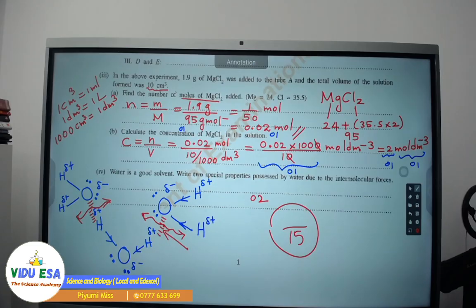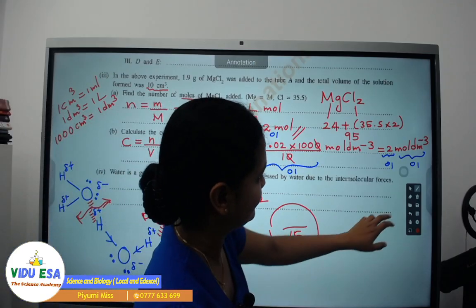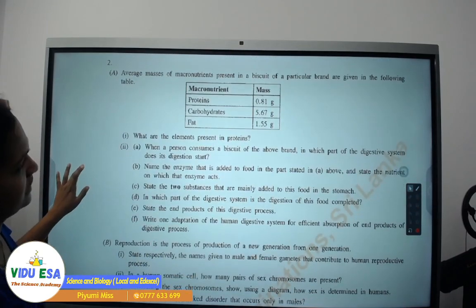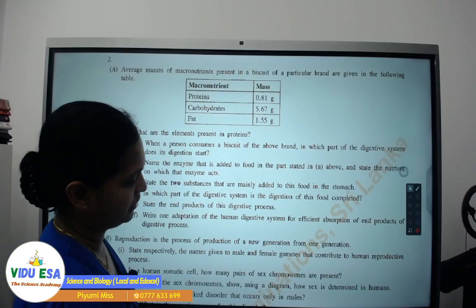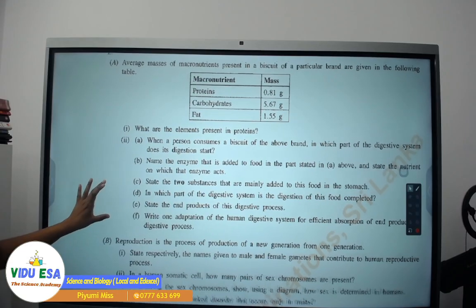Then 13. Okay, good. Then 12. Okay, so that is the final mark that I'm asking, right? So you have to reach that level, 12 or above. Then we are moving on to the second question. At the end, I will mention what are the years from which I obtained these questions, the O-level paper.